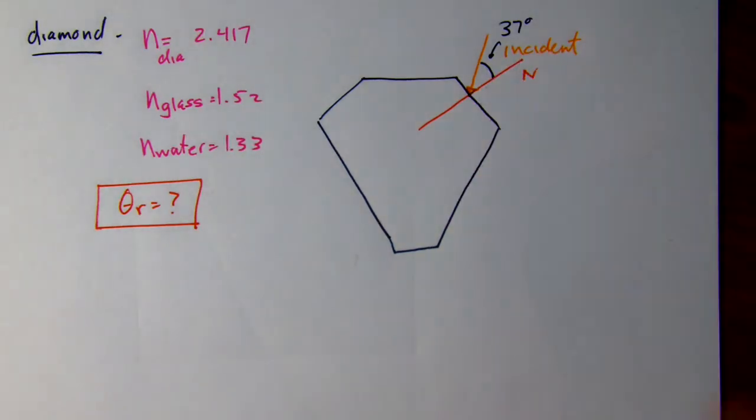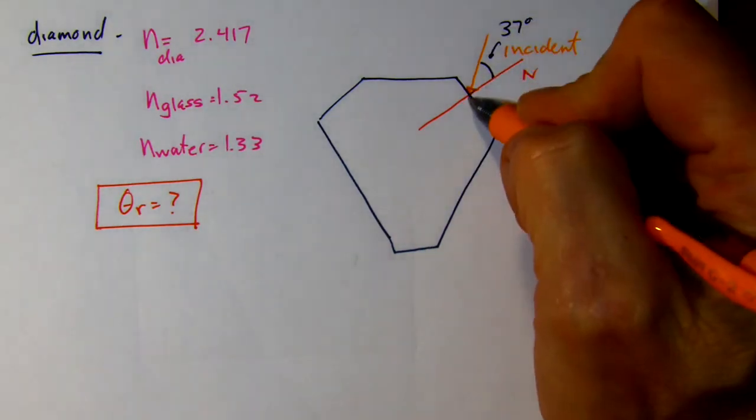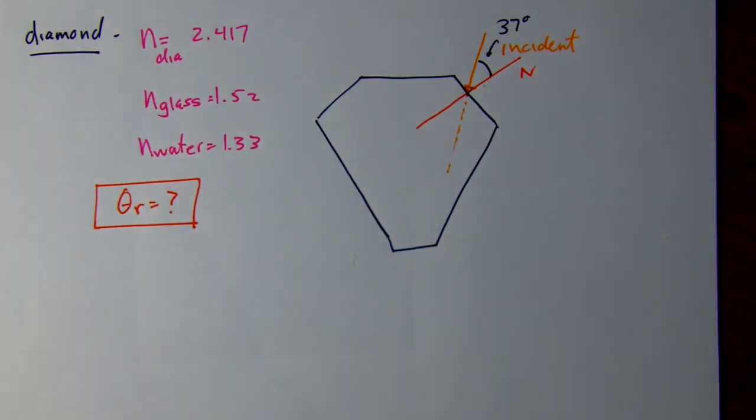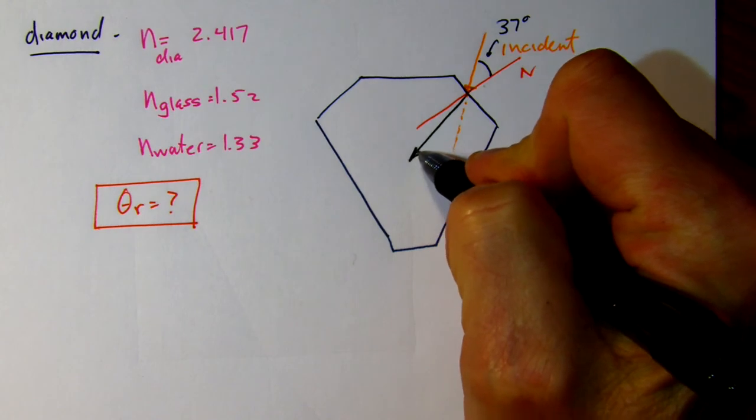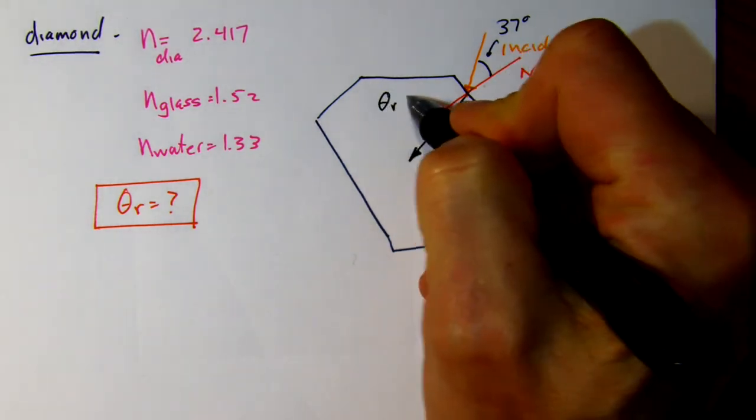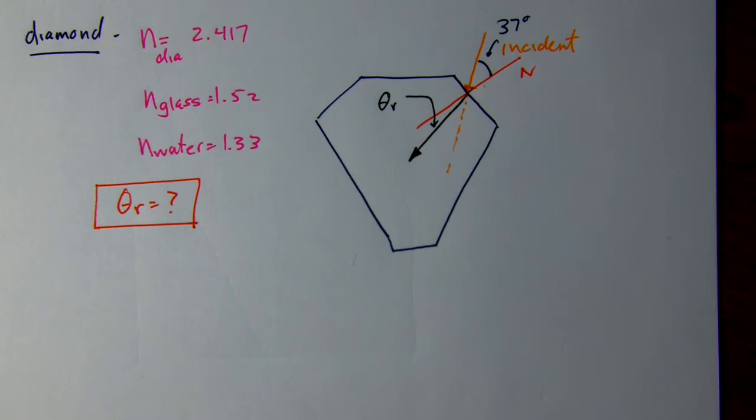The question is, now you know that the light is not going to travel straight, okay, but because it's diamond, it's actually going to refract significantly. So let's try that. Maybe we're close, right? So theta refracted is right in there.